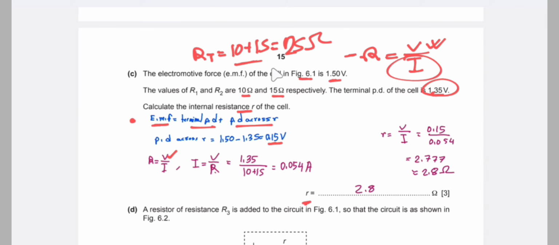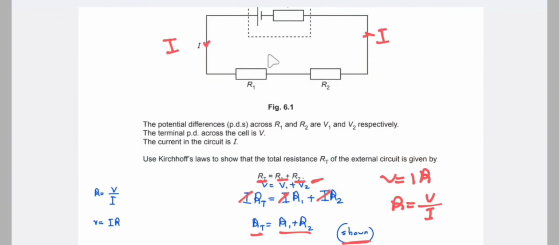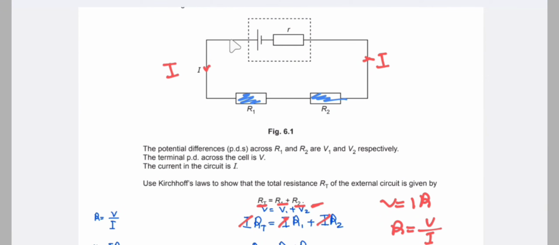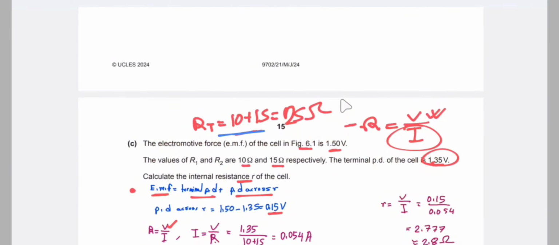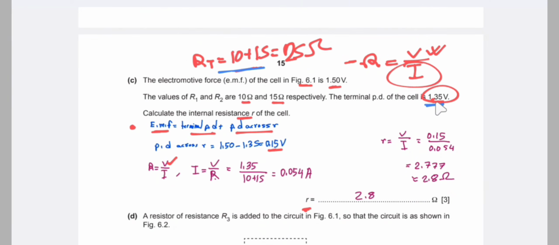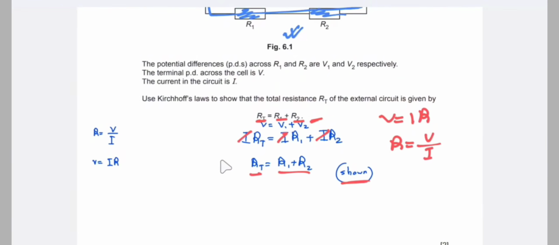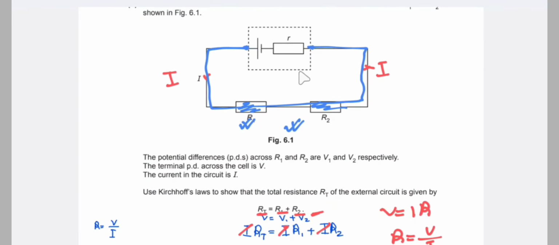Since R1 and R2 are at the terminals of the cell, and we know the value of resistance, what is the value of terminal potential difference? The terminal potential difference is 1.35 volt. So we know the resistance is 25 ohm across the terminals, and the terminal potential difference is 1.35 volt.